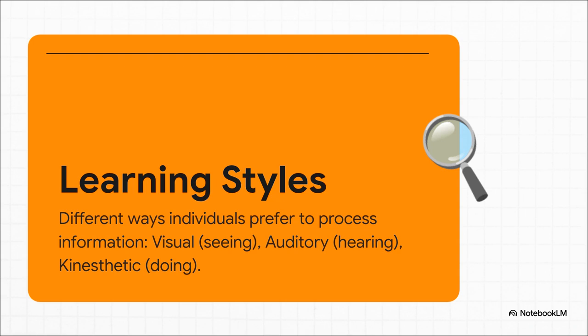Now, it's really important to get this right. We are not talking about putting kids into rigid boxes. It's not about saying, you are a visual learner, and that's it. It's about helping them discover their preferences. How do they like to take in information? Do they learn best by seeing it, hearing it, or by actually getting their hands on it and doing it?